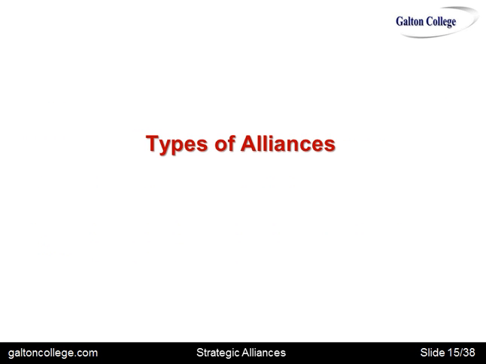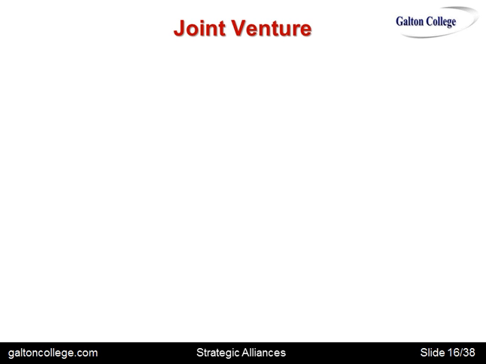Now, the types of alliances. Well, there are various types. As I said, we're not talking about mergers and acquisitions. These are loose agreements. The companies stay independent. The first one we can look at is a joint venture.